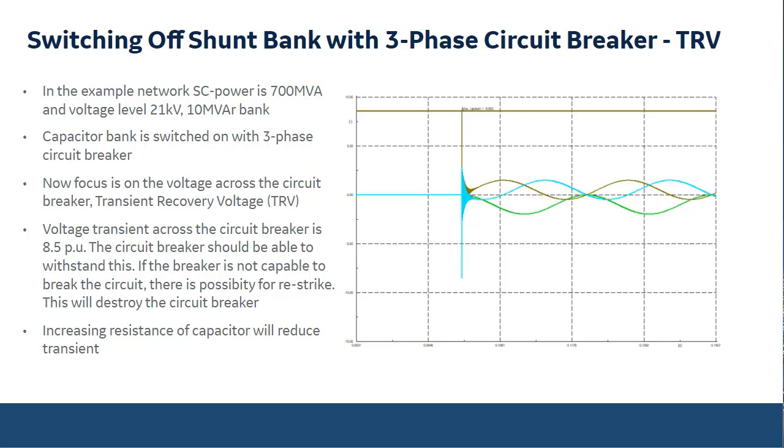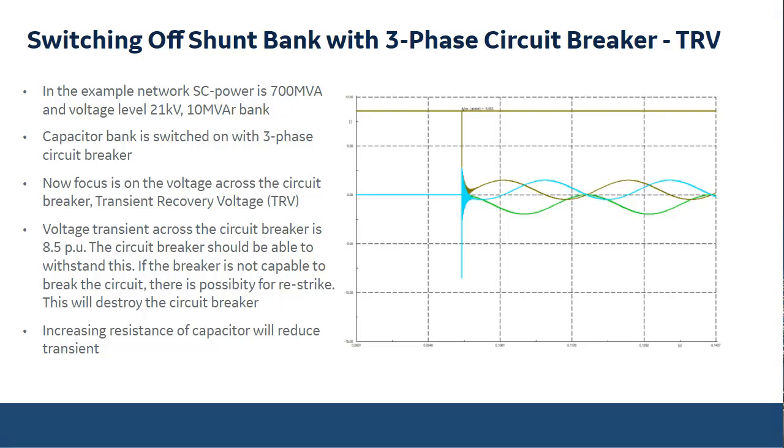So don't look at the values; they might be totally wrong because the software is not meant for these fast simulations. But still, we have gotten a value: the transient voltage across the circuit breaker will be 8.5 power units. And this is just something that the circuit breaker should be able to withstand.